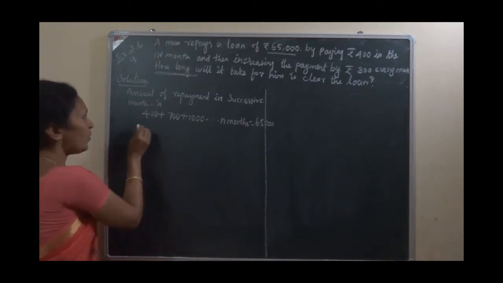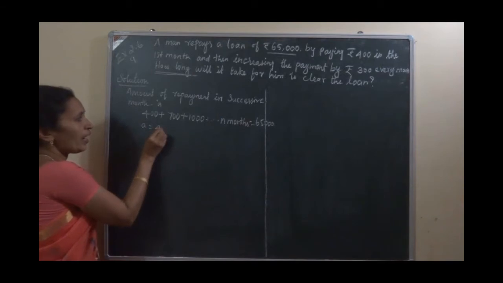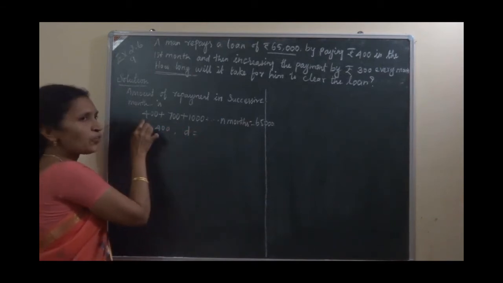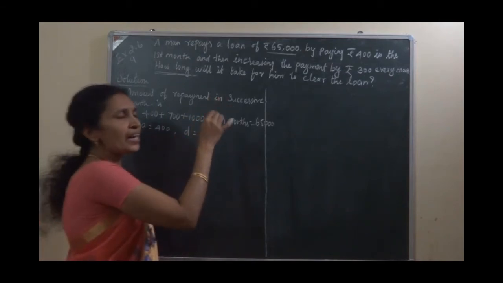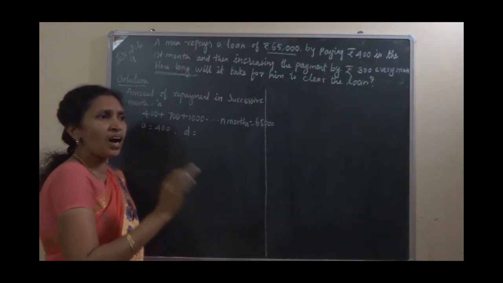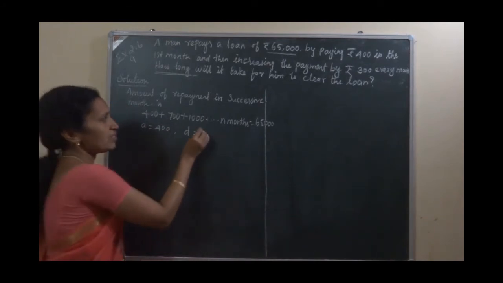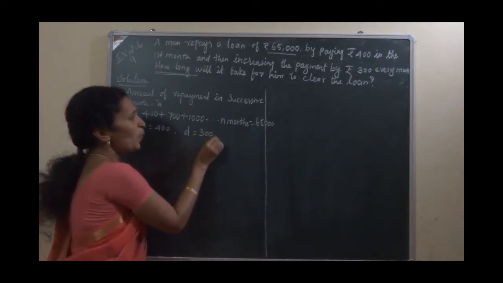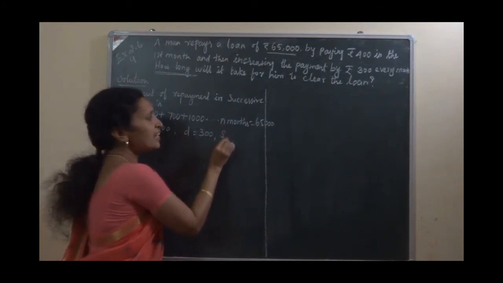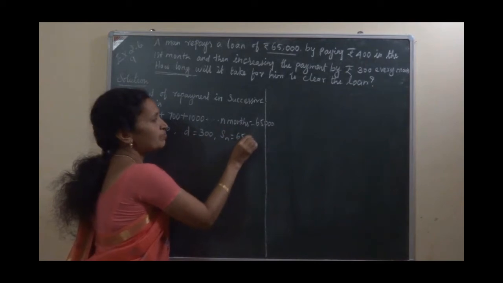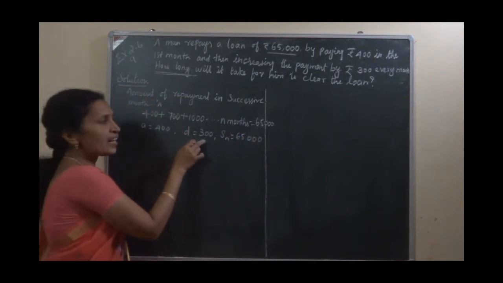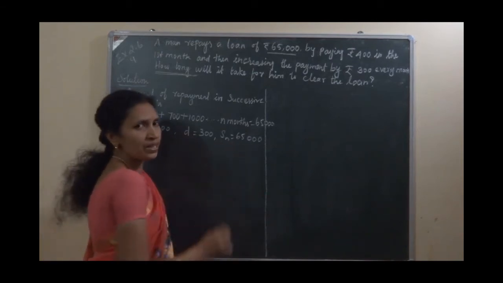Write that. a is 400, the first term. d is 700 minus 400, otherwise you can say rupees 300 increasing every month. So the common difference d is 300. n we don't know, n only you have to find. Sn is 65,000. Clear, students? a is 400, d is 300, Sn is 65,000.